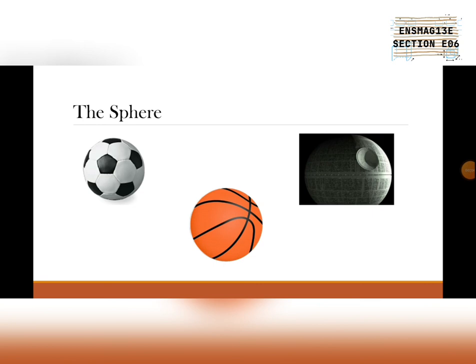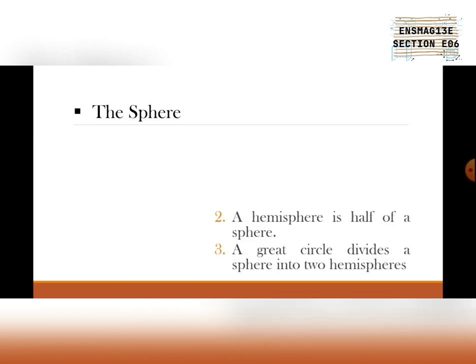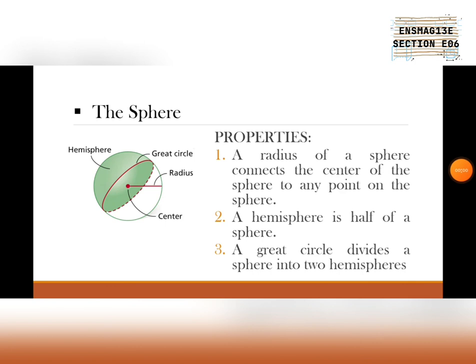The sphere. A sphere is the set of points in space that are at a fixed distance from a given point, called the center of the sphere. A radius of a sphere connects the center of the sphere to any point on the sphere. A hemisphere is half of a sphere, and a great circle divides a sphere into two hemispheres.